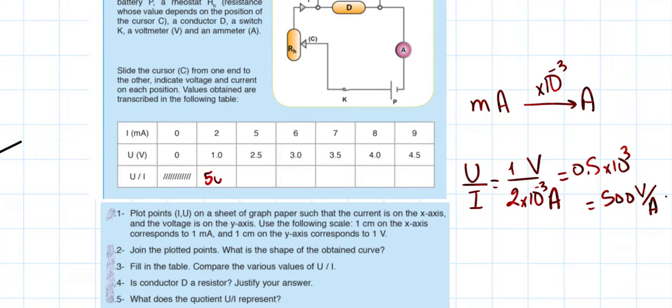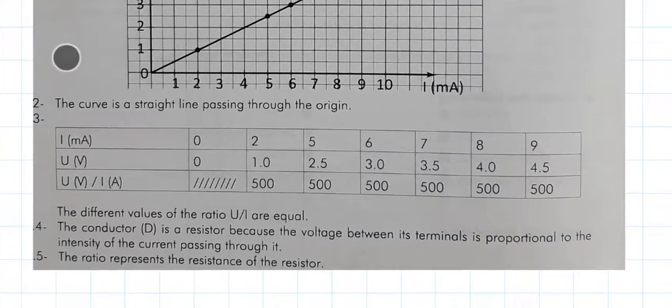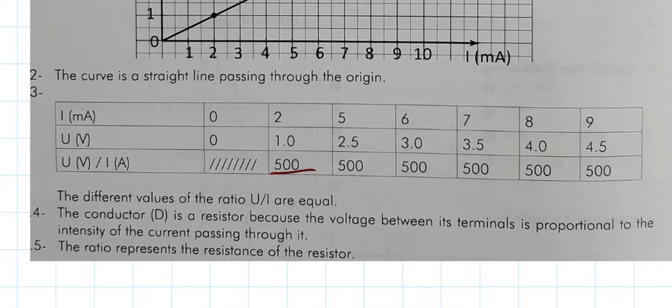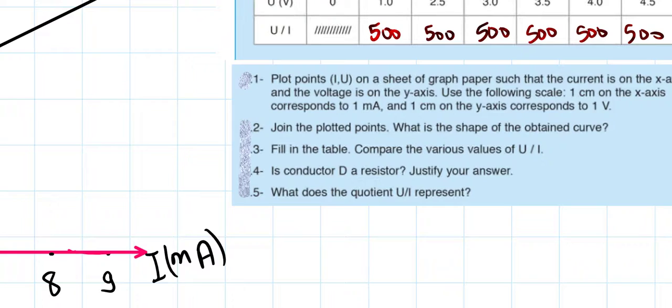So the first part here is 500, and if we check the remaining values, you will get the same answer. After filling the table and comparing the results, you will see that all the values are 500, so the ratio of U over I must be equal, and after a part we will see what is the meaning of this ratio. In part number 4 they said, is conductor D a resistor, and justify your answer.